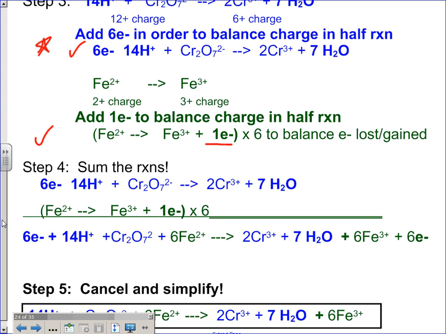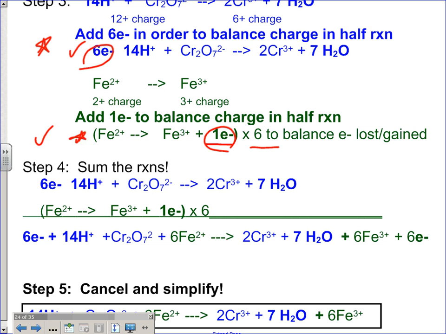All right, next step on your list of things to do is to balance the electrons, or make the electrons gained equal to the electrons lost, yeah? All right, now here's where you look at both of the half reactions. You decide what multiplier you want to use. We have 6 electrons here, and we have 1 electron here. So your multiplier here has to be a 6. So you multiply this entire half reaction by 6. Everything gets a new coefficient.